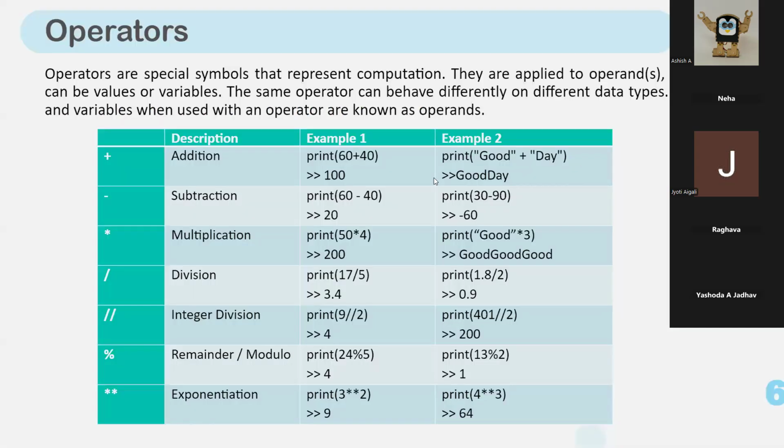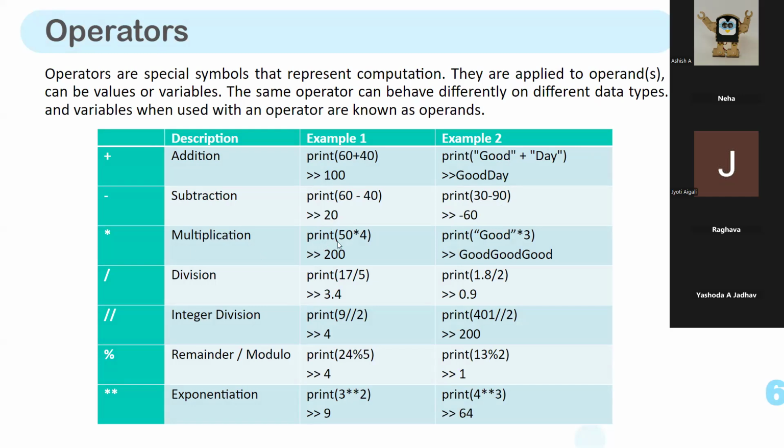But if we put it inside double quotations, it will act as a string. So good plus day is equal to good day. And subtraction: print 60 minus 40, 20. But here we cannot use string values, for example text values, because we cannot add or subtract them. Print 30 minus 90, so minus 60.